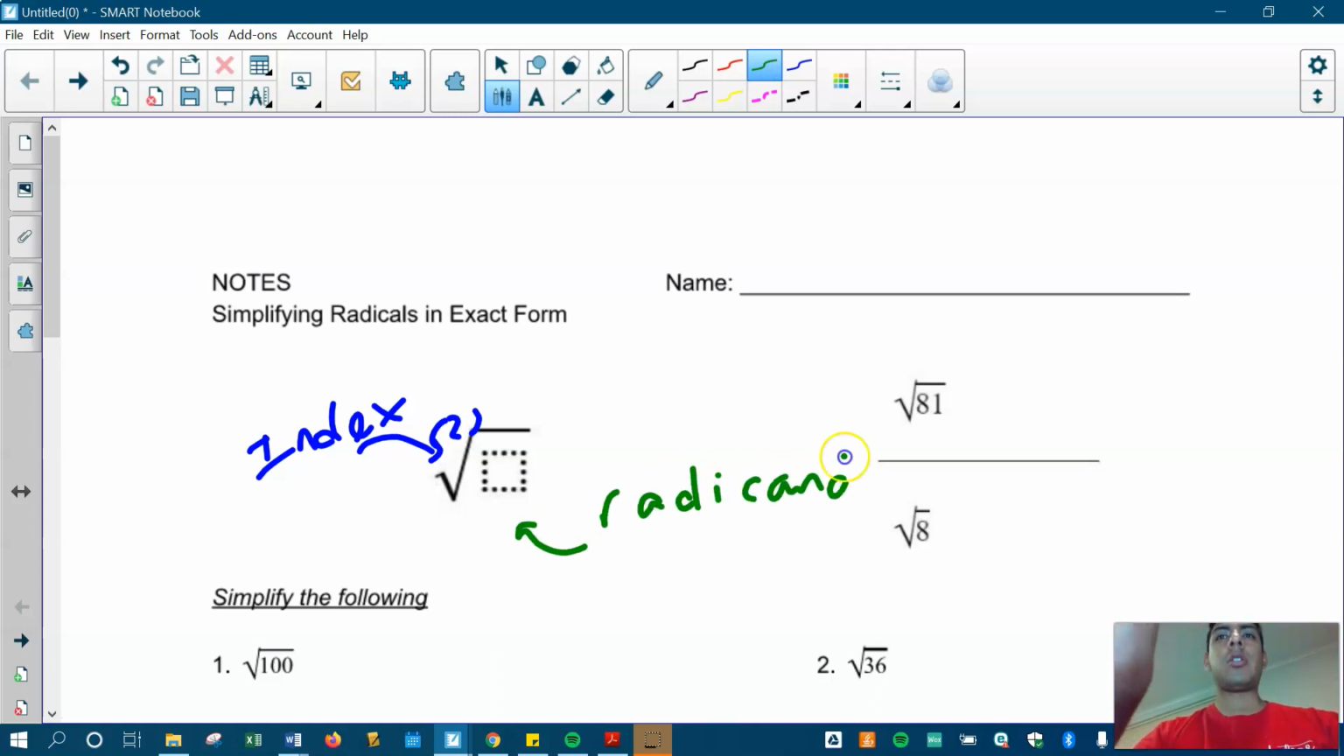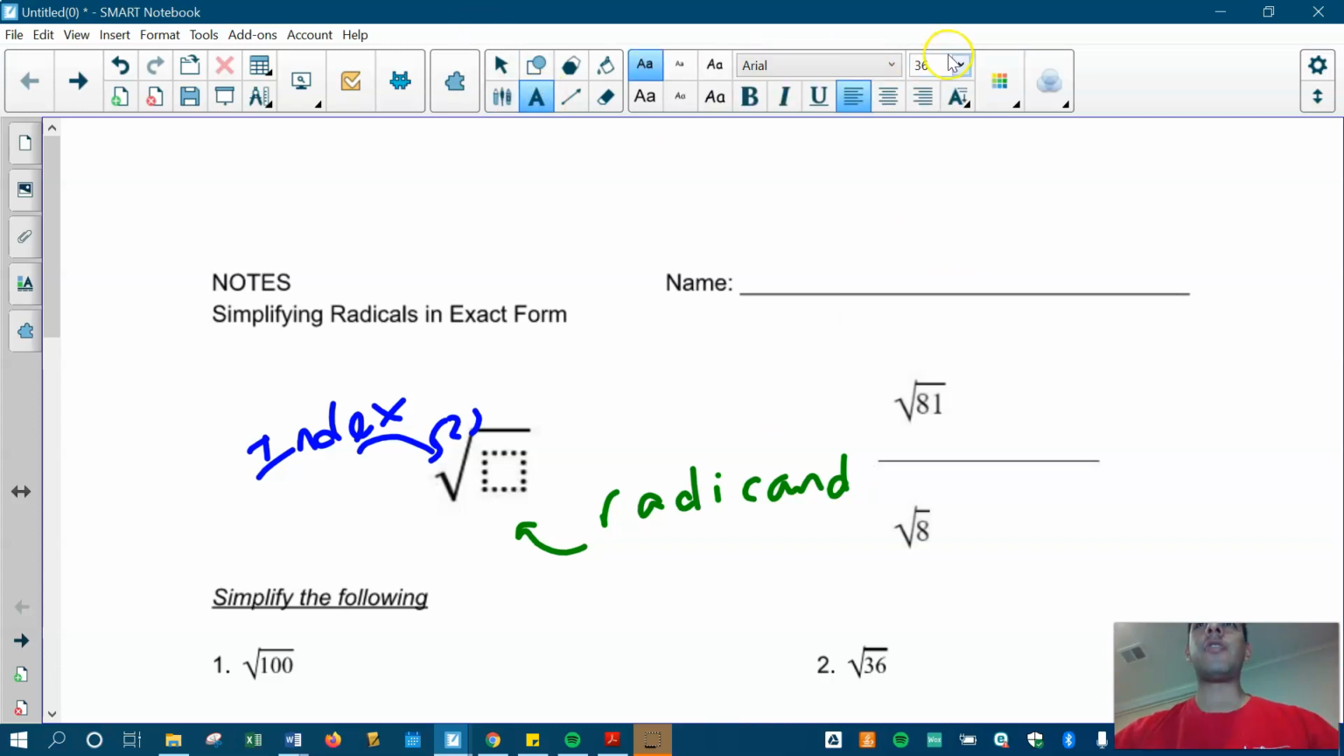Radicand. Alright, sweet name, awesome title. A radicand is just a thing that goes inside the radical. So I'll just type that out for you because my handwriting is atrocious. The radicand is the thing that goes inside the triangle.